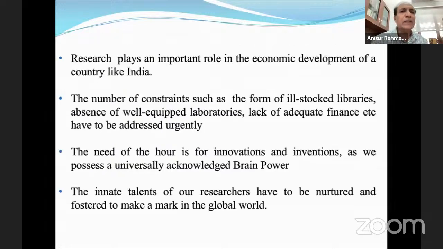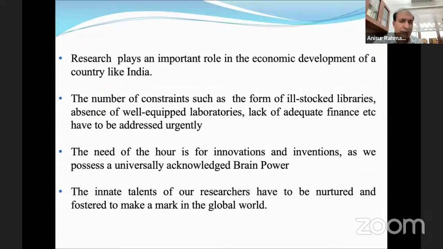So, on research, let me now wrap up. I will take five minutes more, and then it will be open for questions. Research plays an important role in the economic development of a country like India. Without research, no country has developed. So is the case of our own nation. Research has played, and can play, an important role in our social and economic development.